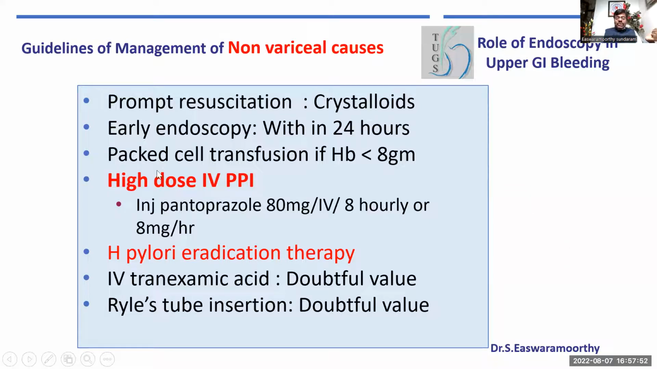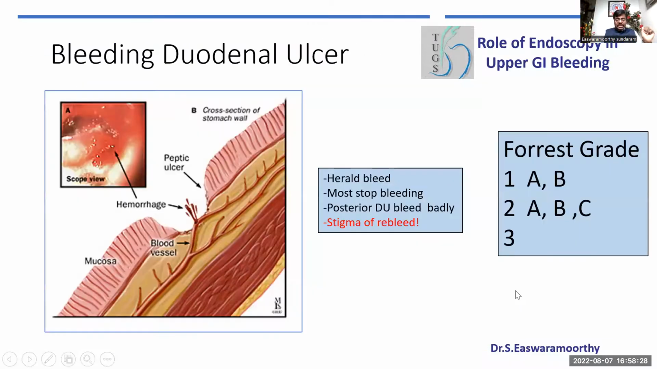Yes, you need to resuscitate them as we normally do, and do an endoscopy within 24 hours. But a very important thing we are now adopting is a high-dose intravenous PPI, usually as an infusion, like 8 milligram per hour, or as a bolus like 80 milligram IV 8 hourly. And if you test for H. pylori and it is positive, H. pylori eradication is also useful. What is doubtful is these two: IV tranexamic acid and Ryle's tube insertion. I keep on telling you, we stopped inserting Ryle's tube in all GI bleeding. That is my personal way of managing these cases.